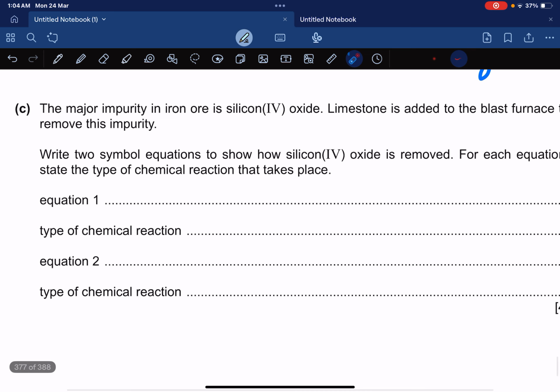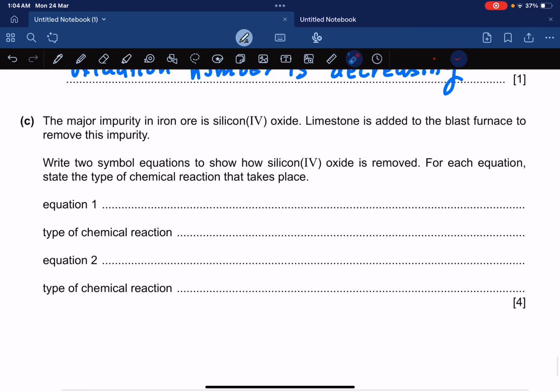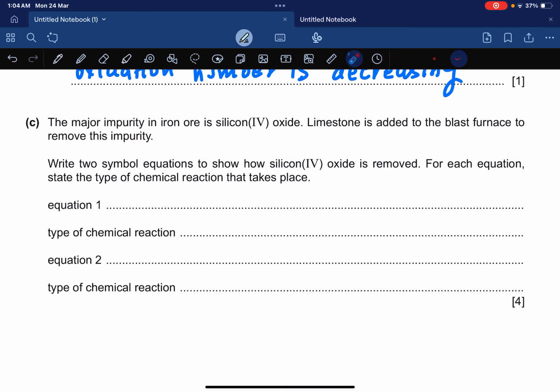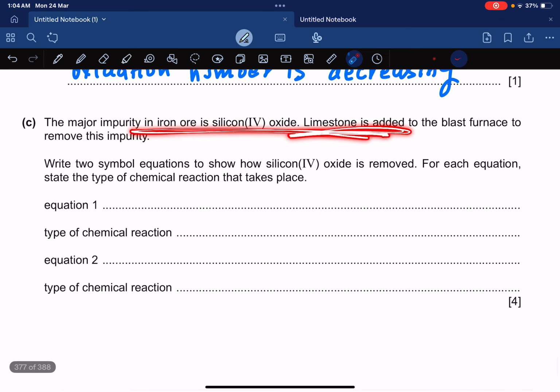Let's move on. The major impurity in iron ore, silicon dioxide. Limestone is added to the blast furnace to remove this impurity. Write down the 2 simple equations to show how silicon dioxide is removed. For each equation, state the type of the chemical reaction that takes place. Achha, equation 1. Now what we're talking about is basically how limestone is used to remove silicon dioxide, which is basically your sand. Silicon dioxide is the structure of the sand. It's an impurity and we need to remove it.